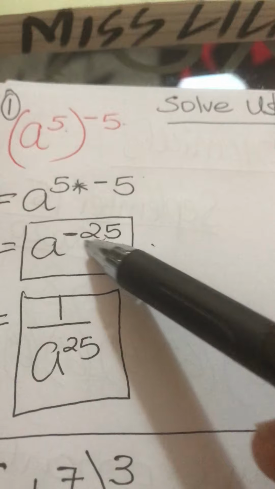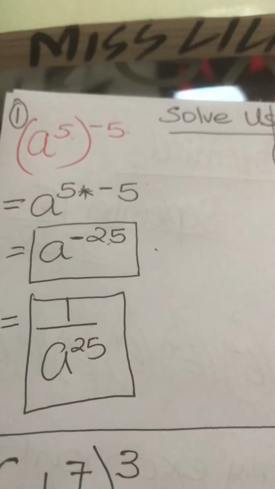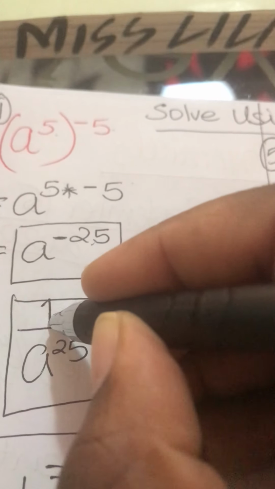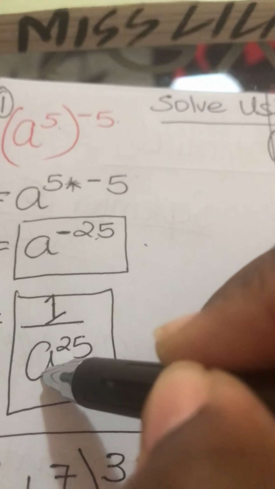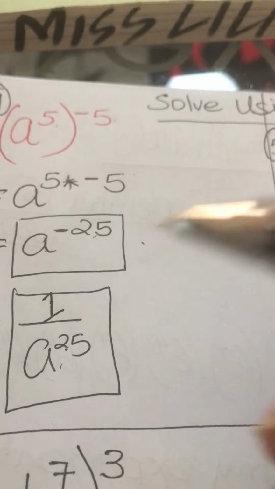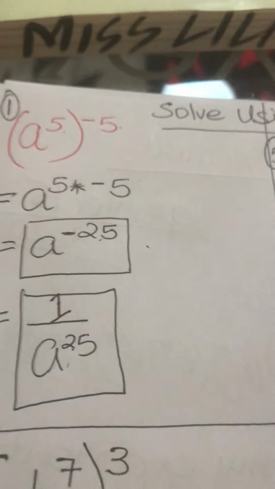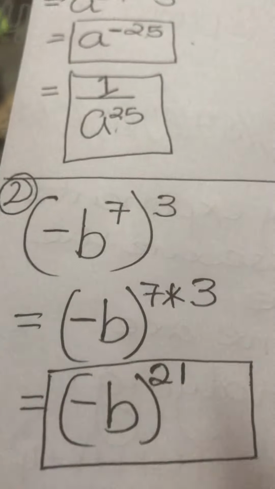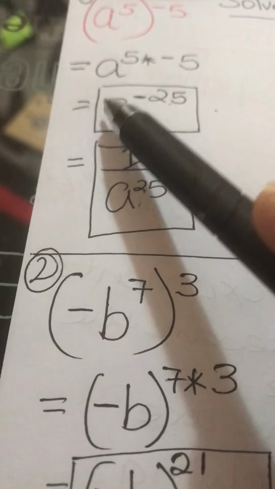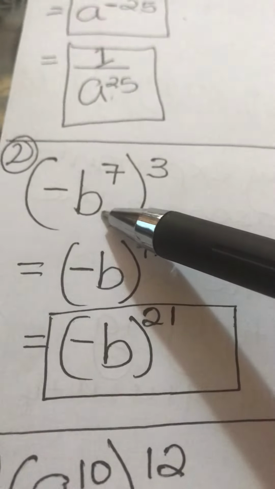If my exponent is negative, I will write it as a fraction. 1 will always be in the numerator, and then you just bring the base down without the negative sign. The negative sign tells you that this is a fraction, okay? All right. And the negative sign is on the exponent, not on the base, on the exponent. All right.